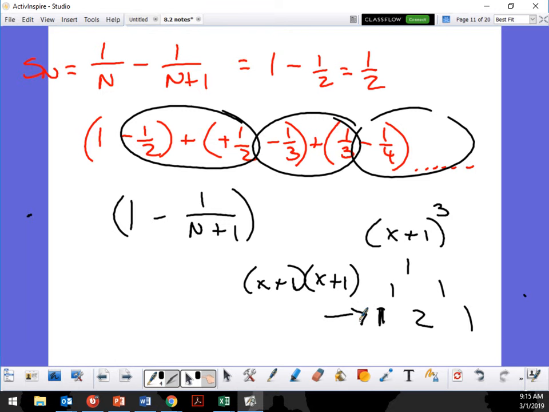The next one's going to be 1, 3, and 1. So without actually having to do all the math, I know it's going to be x to the third plus 3x squared plus 3x plus 1. Make sense?